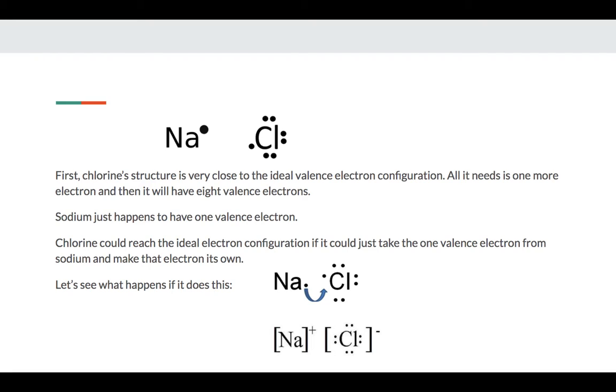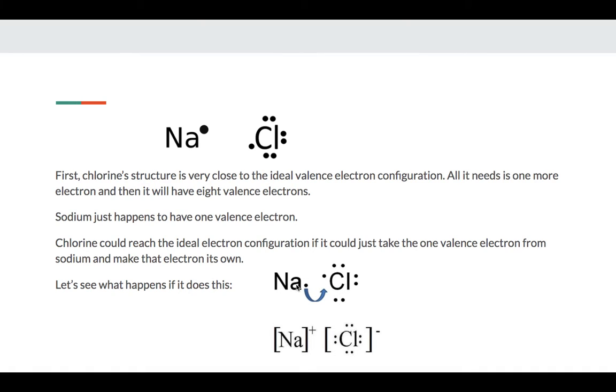So let's see what happens if it does this. So, sodium's going to give away its electron to chlorine. Well, when sodium gives away its electron to chlorine, it's losing an electron, and it also reaches the ideal electron configuration because it loses an electron and it doesn't have any around it. Chlorine gains an electron, and so it's going to have the ideal electron configuration.